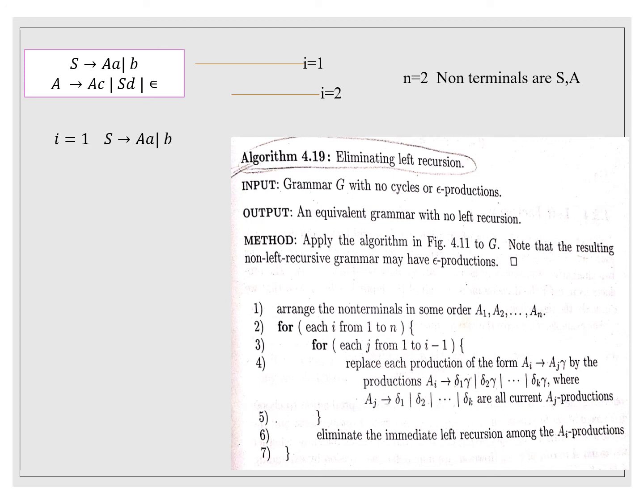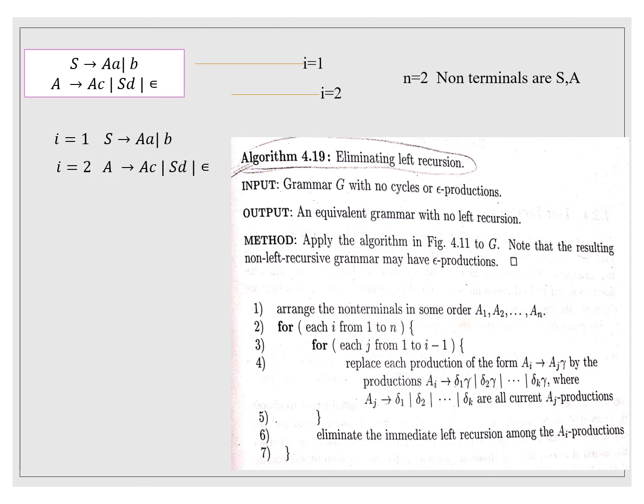Now first time consider i is equal to 1. Okay, i is equal to 1 means the rule is the first one, S derives Aa | b. Now let us compute what is j. See, j is equal to 1 to i minus 1. What is the value of i? i is equal to 1. 1 minus 1 is 0. So the inner loop first time fails, right? For the first production, the inner loop fails. Hence, the body of the inner for loop doesn't execute.